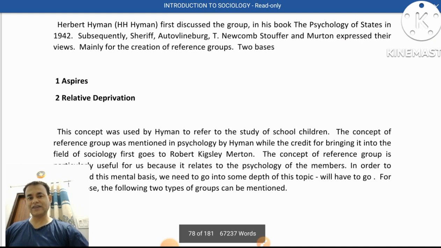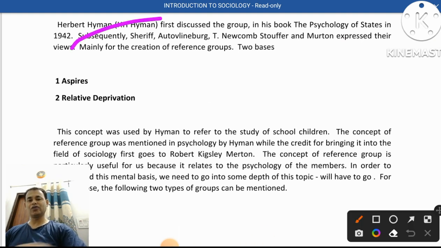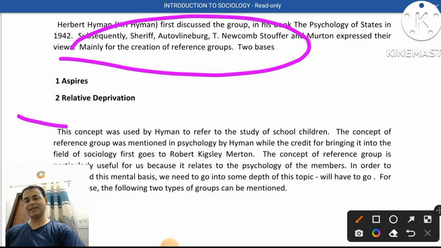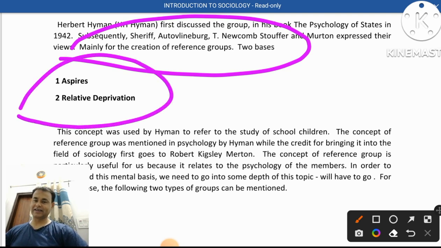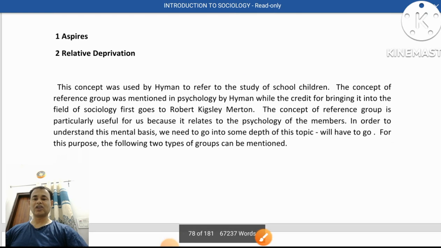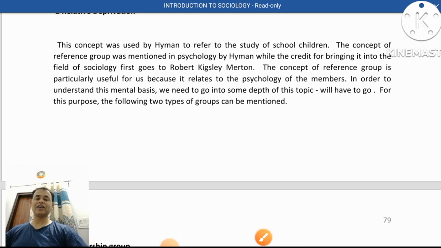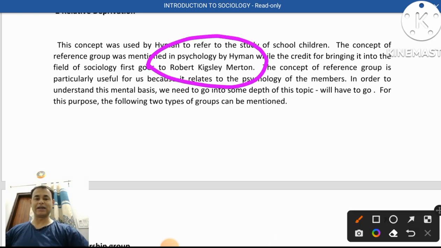For the creation of reference group, there are two bases: aspiration and relative deprivation. You must understand the concept. The concept was used by Hyman to refer to the study of school children. The concept of reference group was mentioned in psychology by Hyman, while the credit for bringing it into the field of sociology first goes to Robert Kingsley Merton.